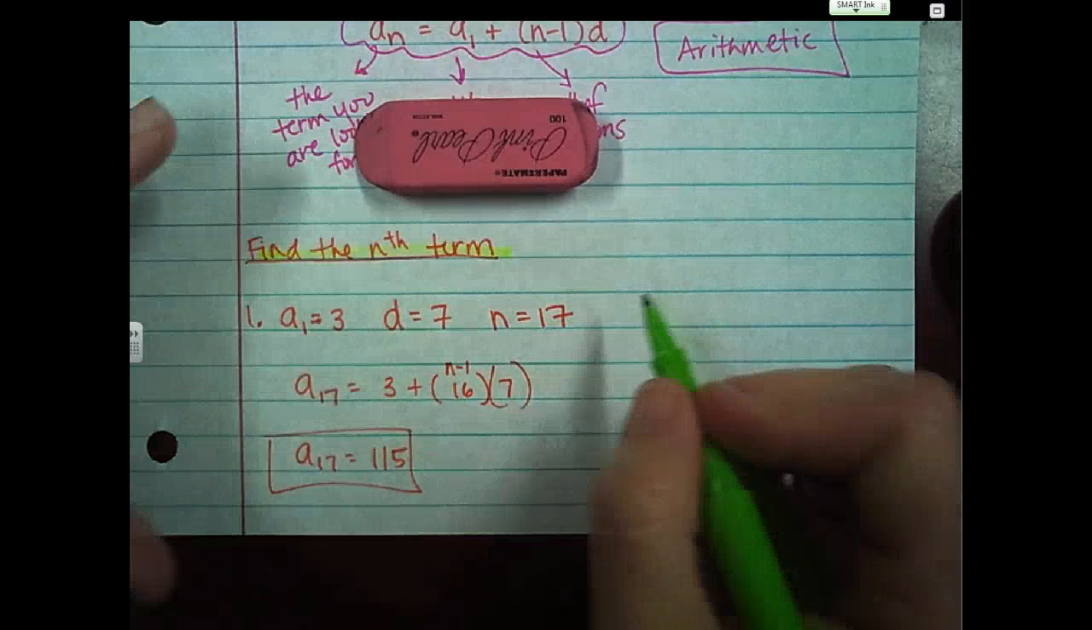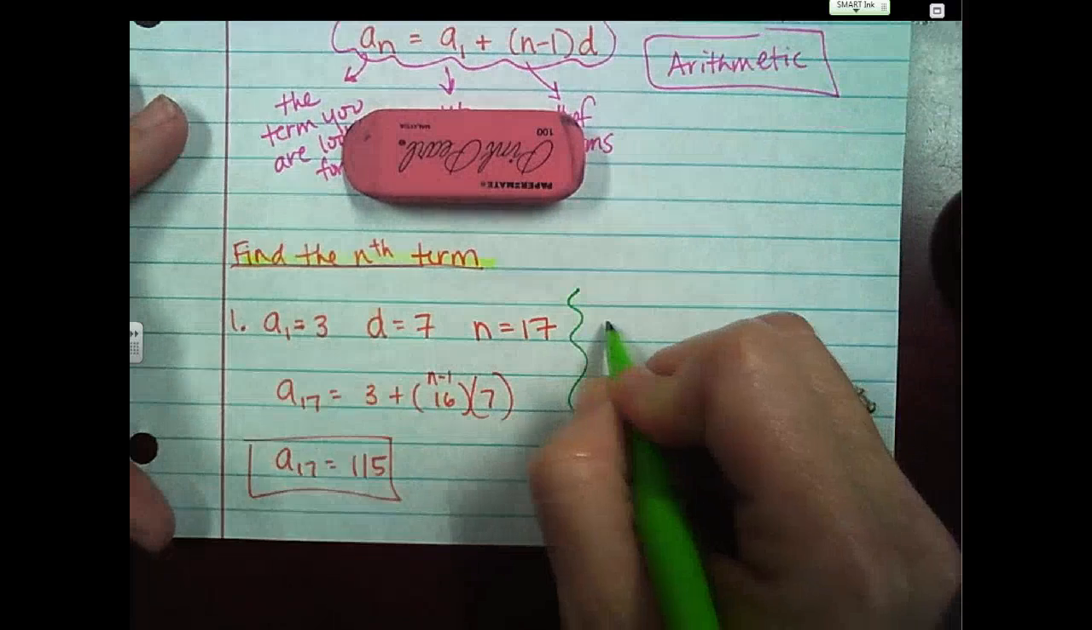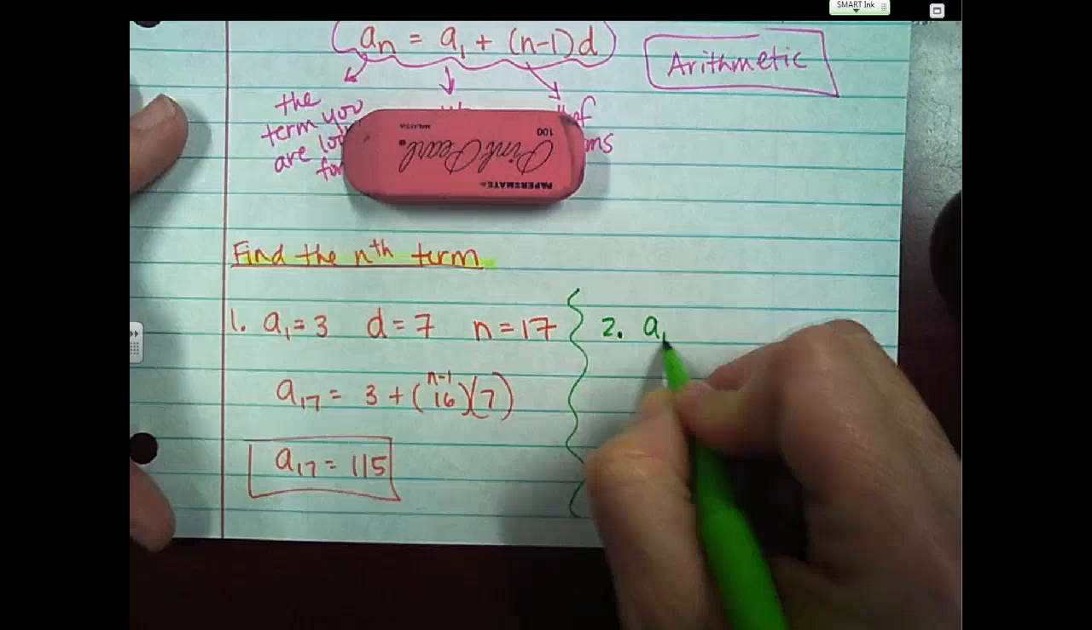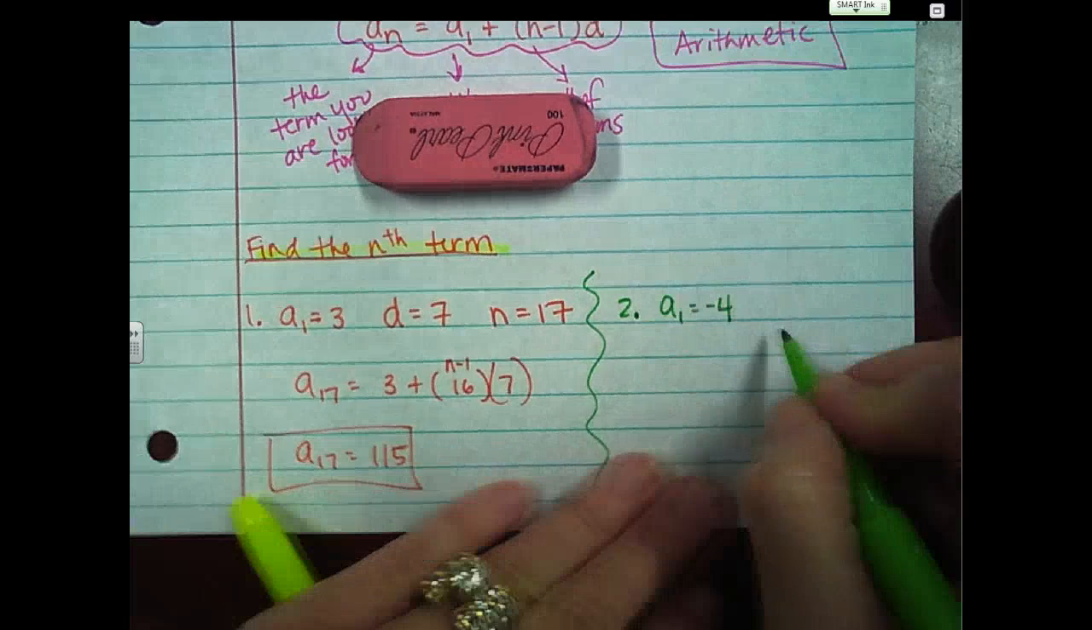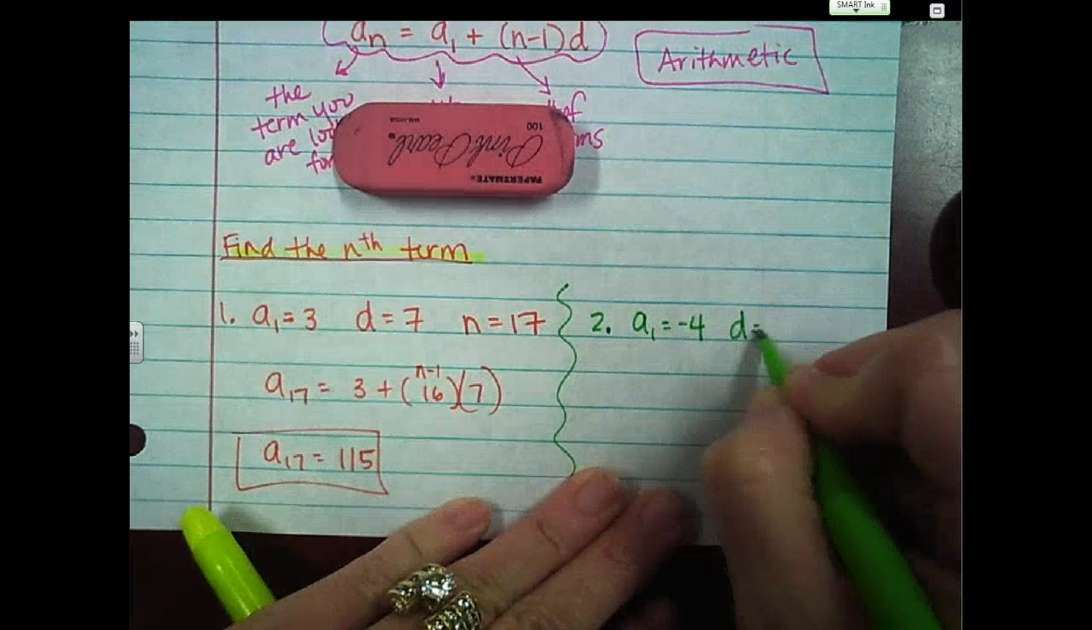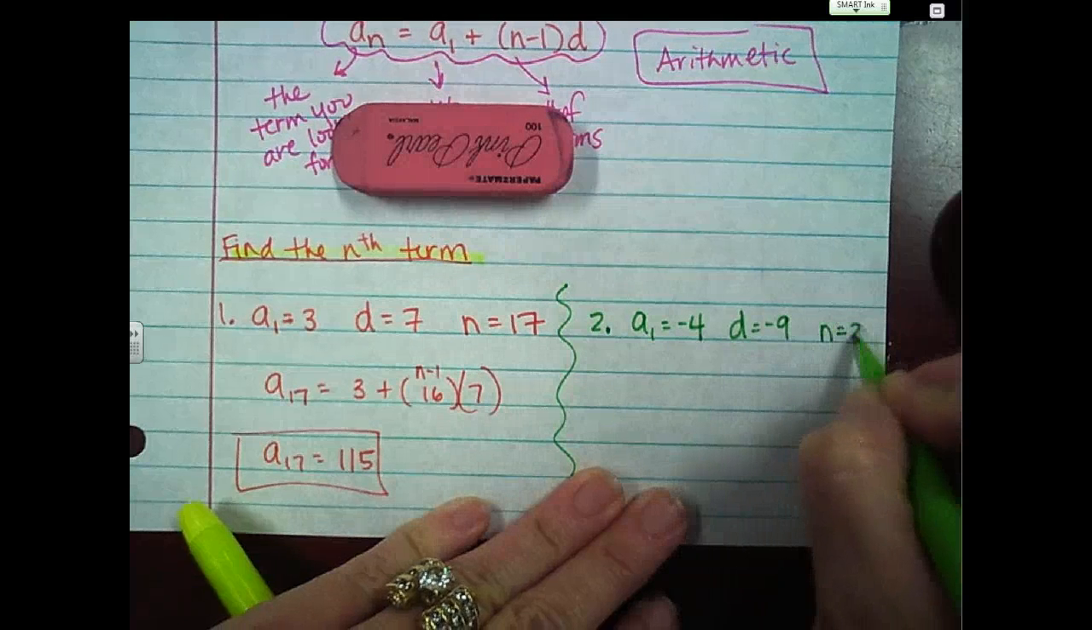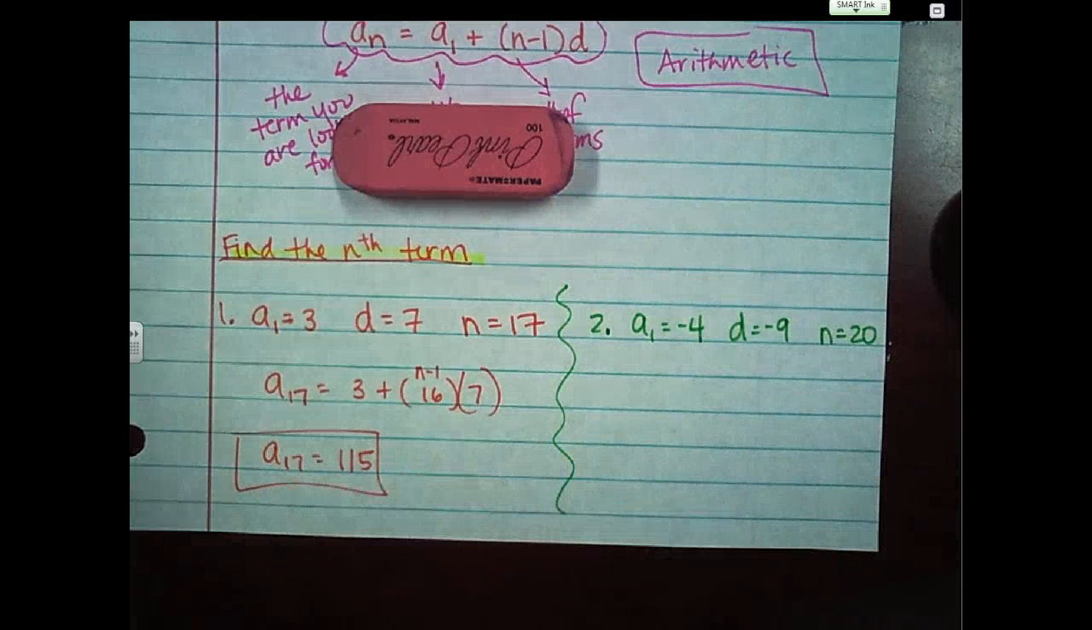Number 2. What if I said that the first term is -4, the common difference is -9, and I'm looking for n equals 20? What do I mean by n equals 20? What term number am I actually looking for? Come on, guys. The 20th term, right? Good.